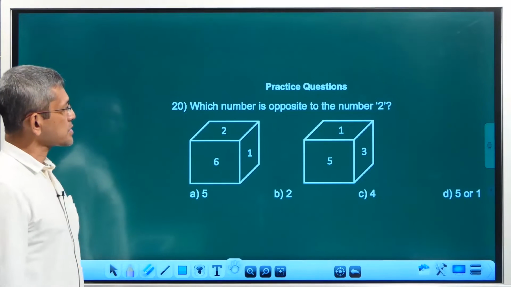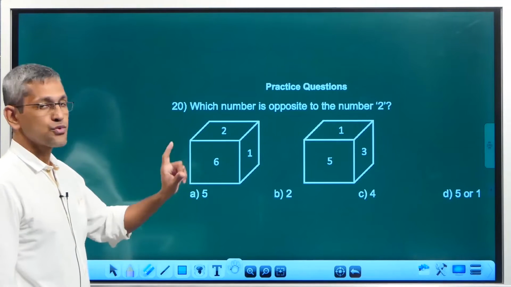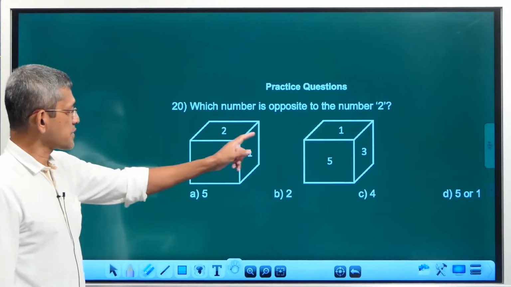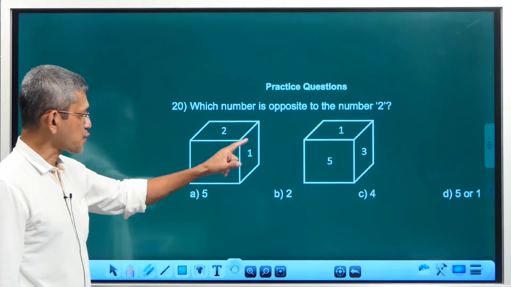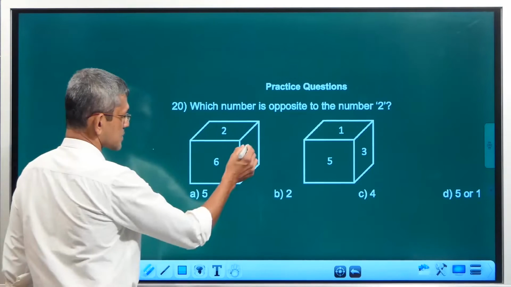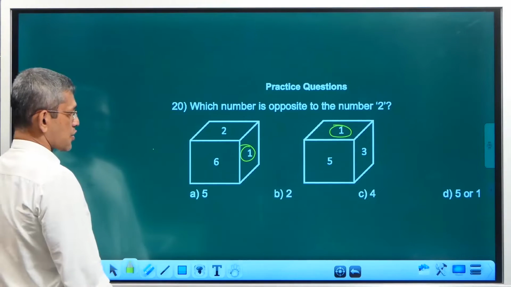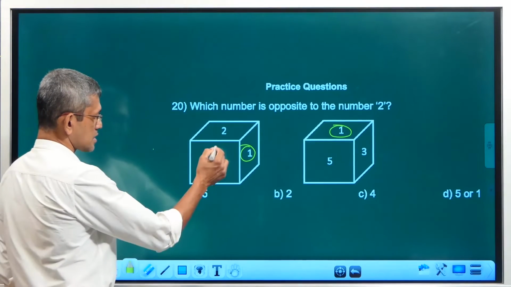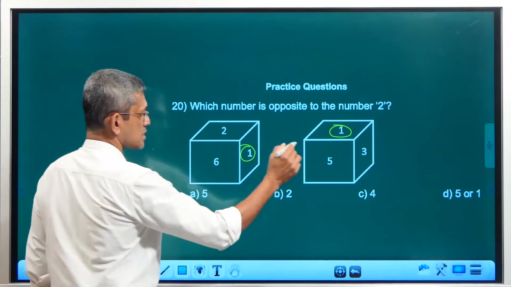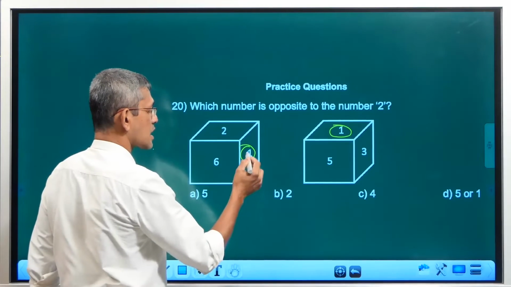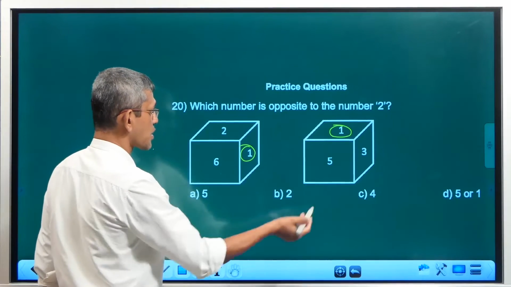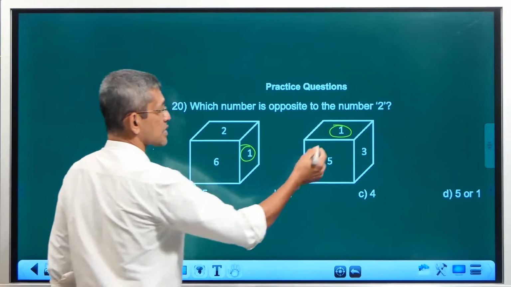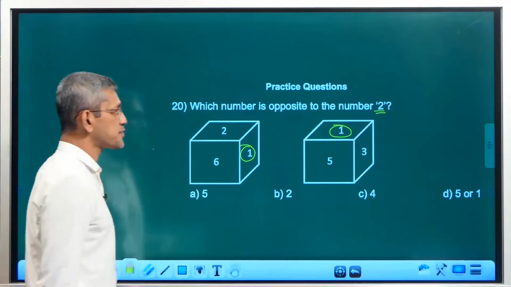Which number is opposite to the number 2? Which is opposite to the number 2? Here we have 2 images, and the common number is 1. No other common number. So 1, 1. Alright, so in this case we have 2 and 6, 5 and 3. So that means 1 cannot be adjacent to 4, 1 must be opposite to 4. But here what we are looking for, which is opposite to 2.